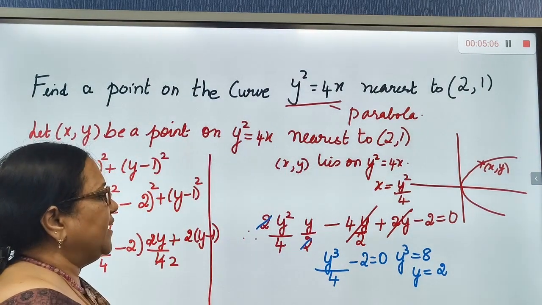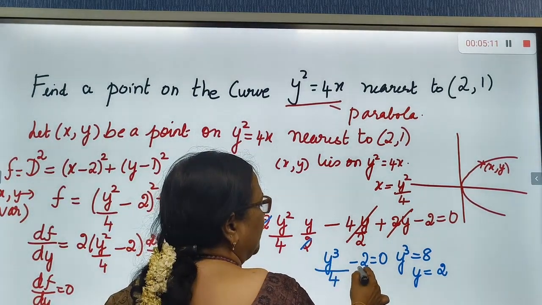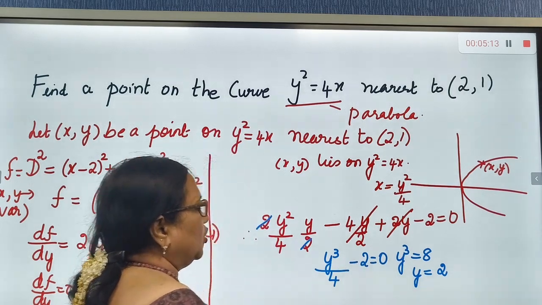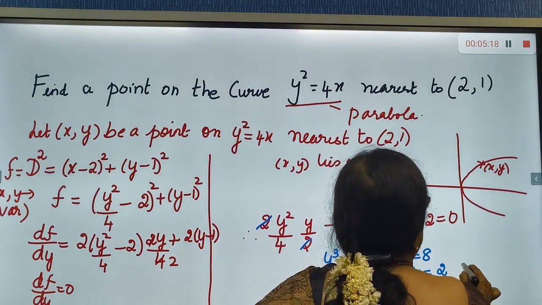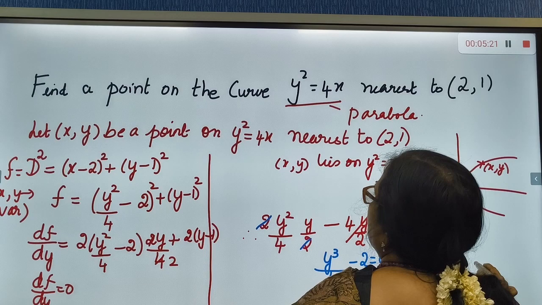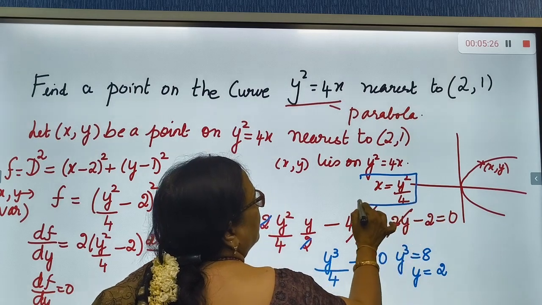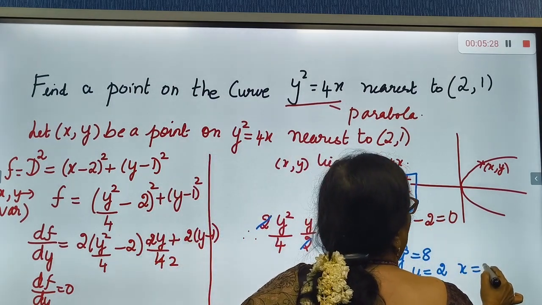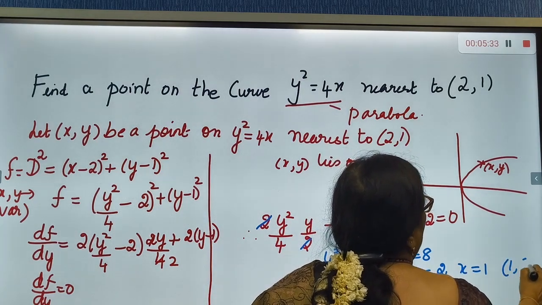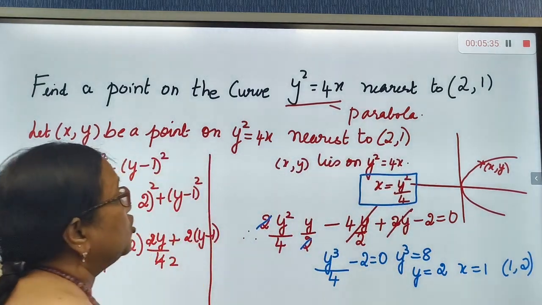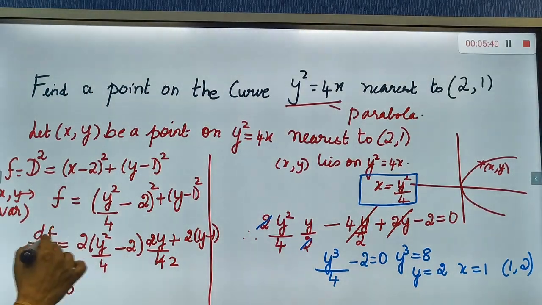If y cube is 8, right? y cube equal to, see, y cube minus 4 by minus 2 is 0. So y cube is equal to 8. So y equal to 2. So if y is 2, what is x? We know that x is y square by 4. Here we have written what is x in terms of y. So x is equal to y square by 4, which is 1. So the point is 1 comma 2. So we now claim that 1 comma 2 is the nearest point.